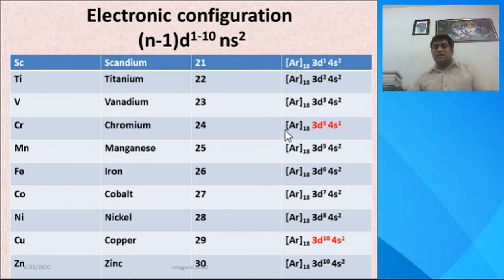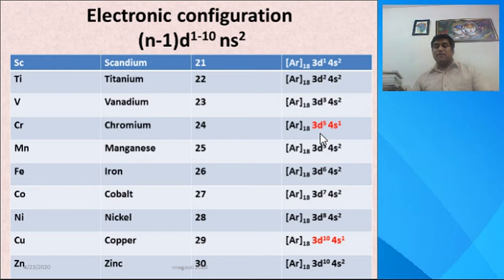But there are two elements we have to keep in mind which follow an unusual pattern, not like the rest of the elements in the 3d series. In chromium, the configuration should have been 3d4 4s2, but the configuration is 3d5 4s1. This 3d5 is due to the extra stability exhibited by a half-filled d orbital.